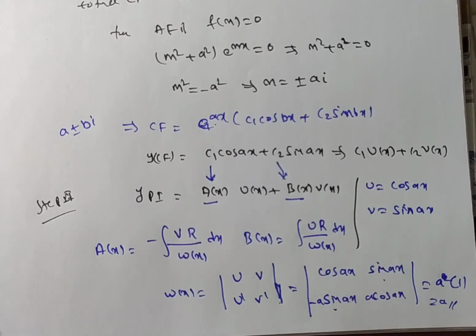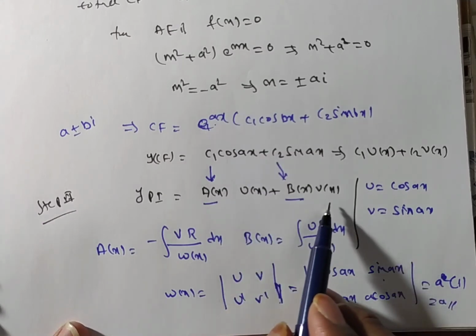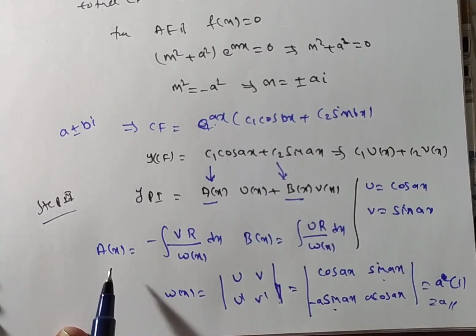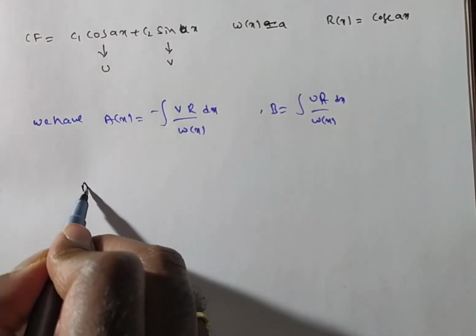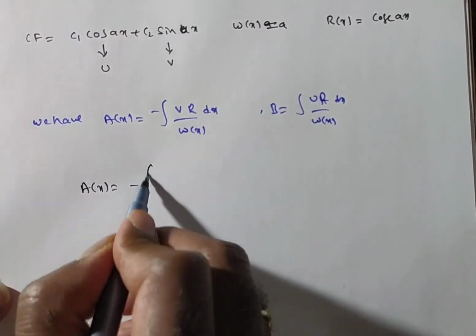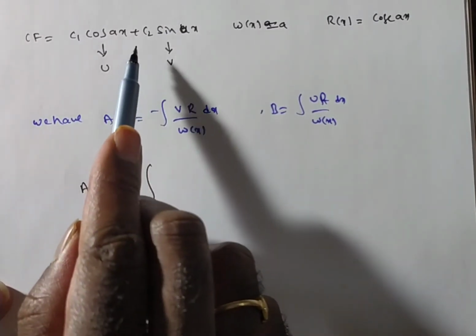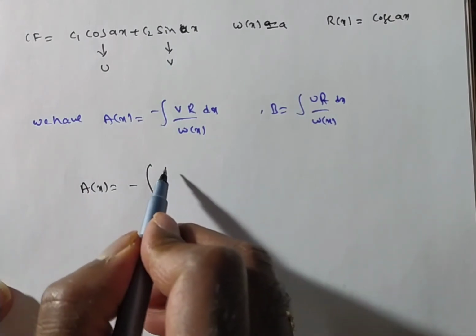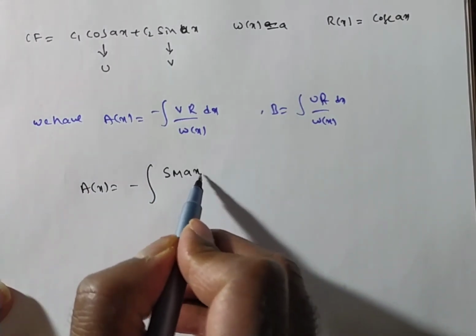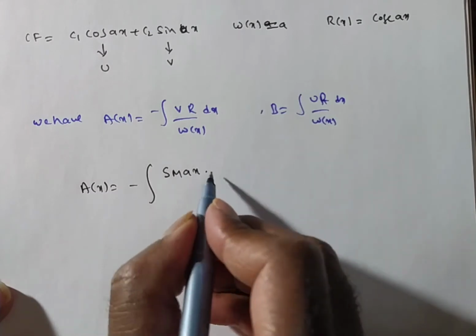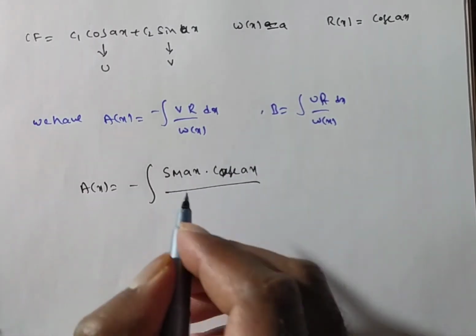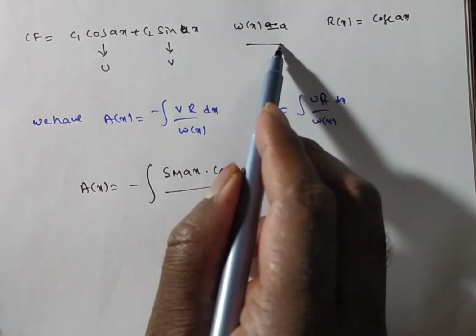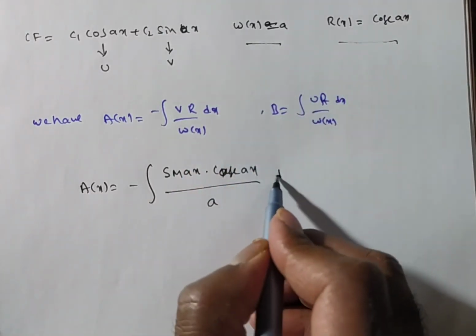So now you know the u value, v value, and w of x value. So can you find out a of x and b of x or not? Yes. So the values I have written here. Now we need to find out a of x first. a of x is minus integral of v of x. v of x is the c2 coefficient. What is the c2 coefficient here? You have sin ax into, what is the r of x I have? Cosecant ax, cosecant ax by w of x, which is a. w of x we have a. r of x is cosecant ax into dx.